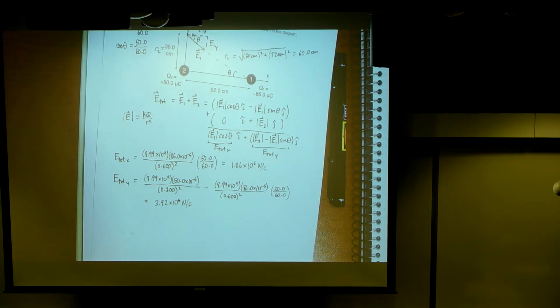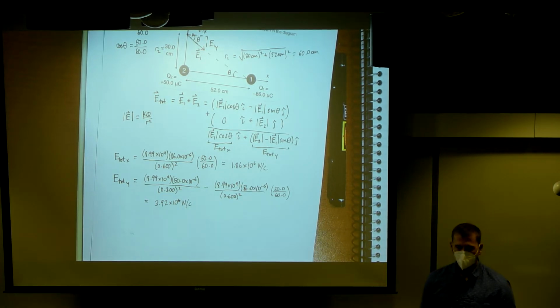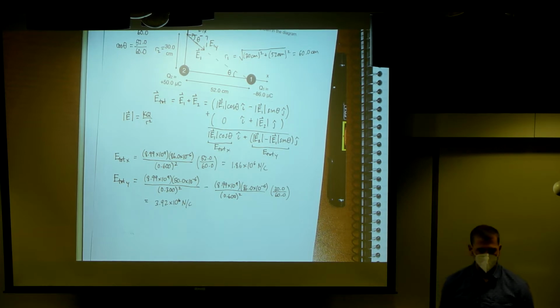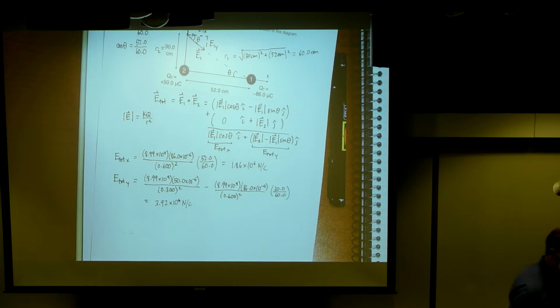All right, so we're almost done. We found the total electric field, but we did it in x, y component form. So what we want to do next is just take those x and y components and convert them into a magnitude and a direction. Okay, so how did we do that? How can we take what we found here and get the magnitude? It's the Pythagorean theorem, yeah?